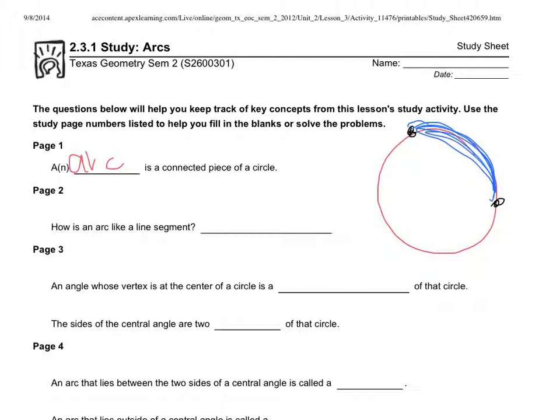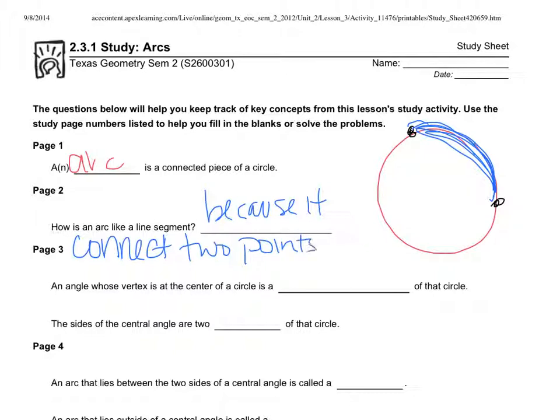It's like a line segment because it connects two points, just like a line segment would, except that it's going to have to follow along the curve. So an angle whose vertex is at the center of that circle is called a central angle of that circle.